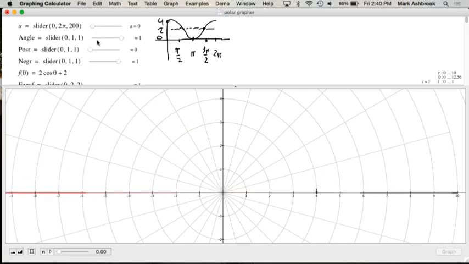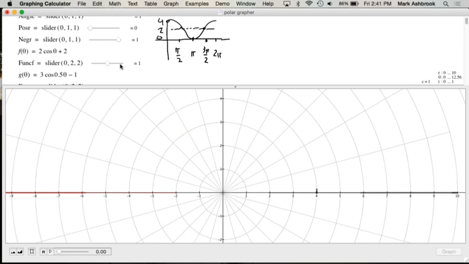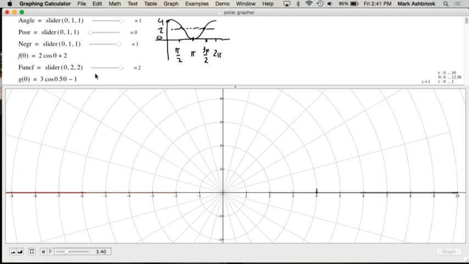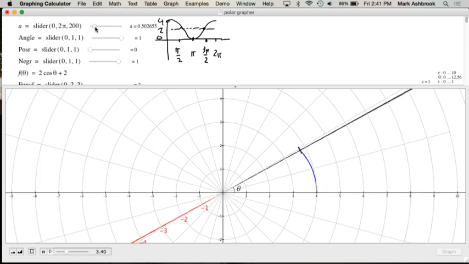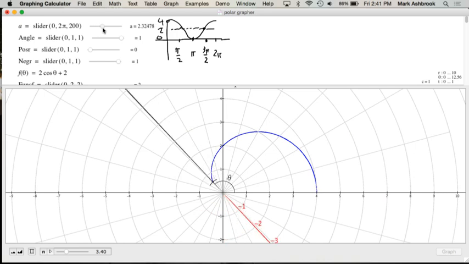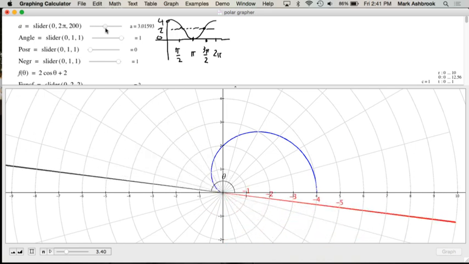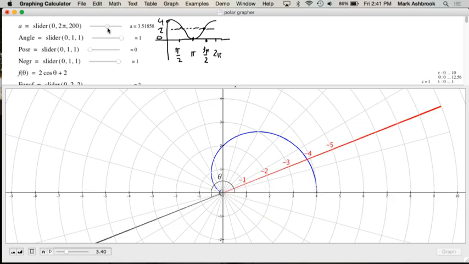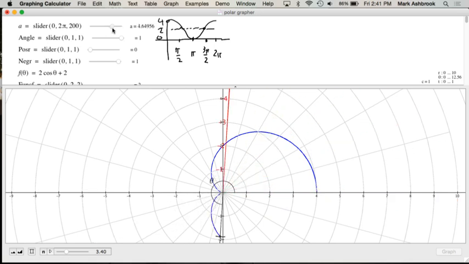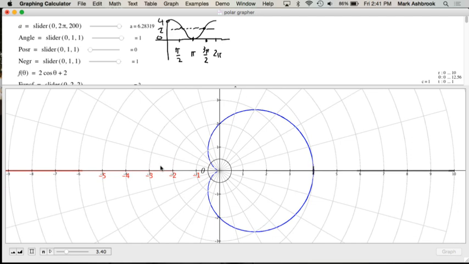So you should have gotten from 4 to 2, from 2 to 0, and then it's going to bounce back out to 2 at 3 pi over 2, and then from 3 pi over 2 to 2 pi out to 4 again. So it's not a circle, right? It's not a circle. It's like a piece of fruit or something.